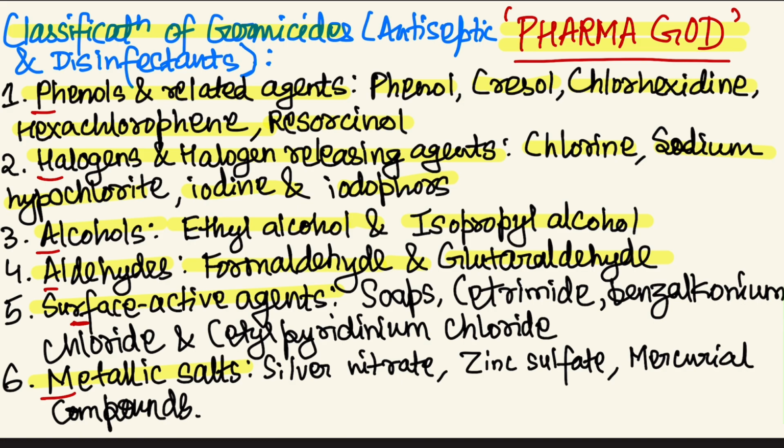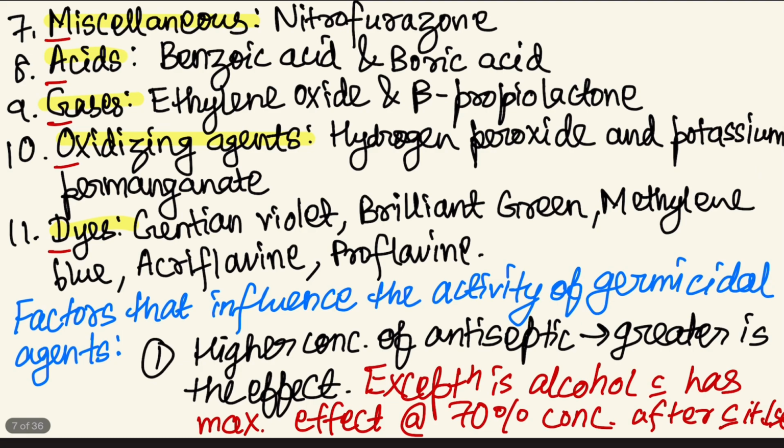So these include soaps, that is the common soaps which we use. Then we have cetrimide, then benzalkonium chloride, and cetyl pyridinium chloride. Then we have metallic salts, which includes silver nitrate, zinc sulfate, and several mercurial compounds. Then miscellaneous, we have nitrofurazone, which belongs to a nitrofuran class of drug.